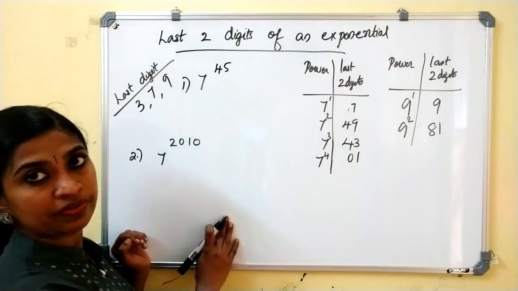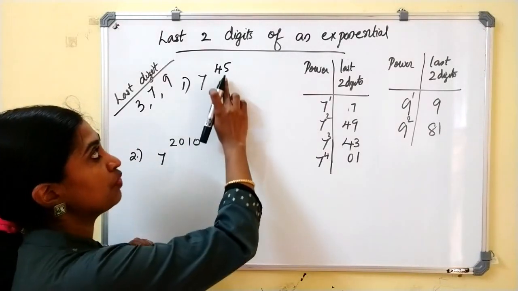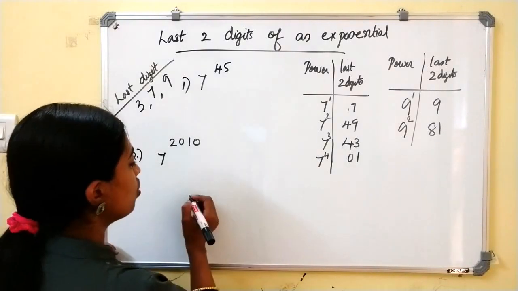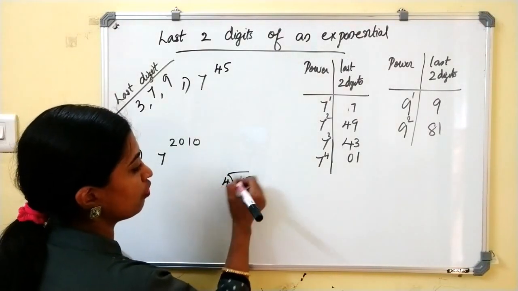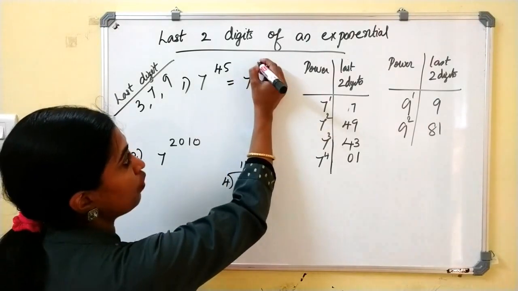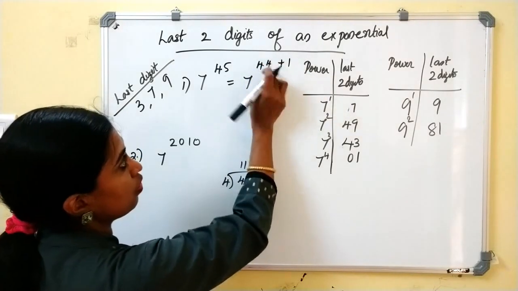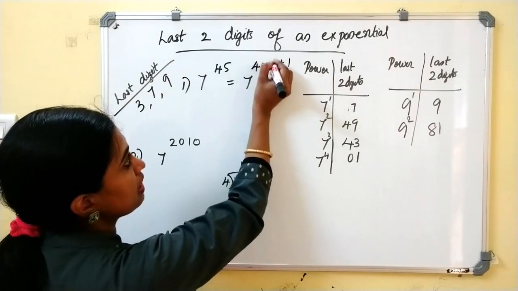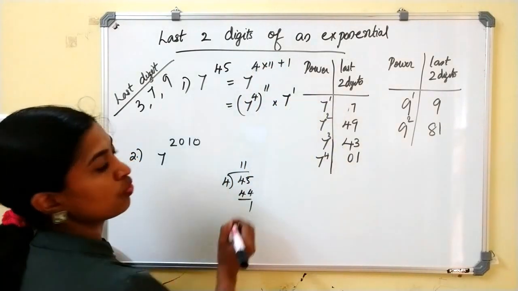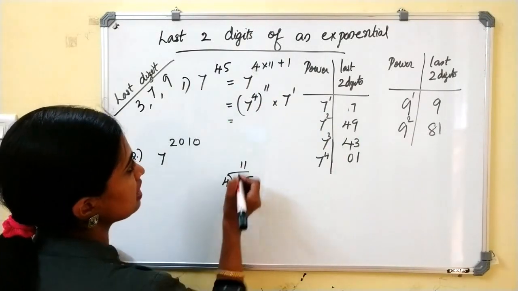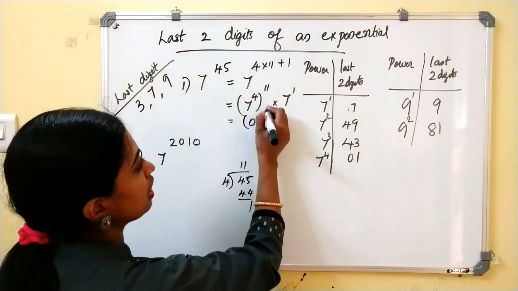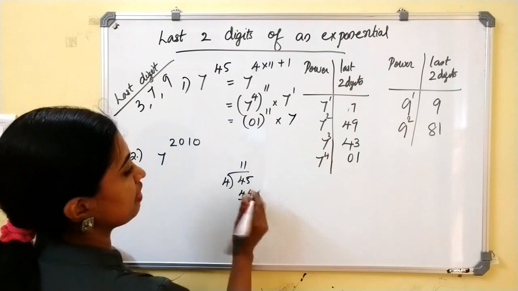So 7 raised to 45. The last two digits of 7 raised to 45. What we have to do? We have to express 45 in terms of 4. 45 by 4, what is 45 by 4? 4 11s are 44, remainder 1. So 7 raised to 45 can be expressed as 7 raised to 44 plus 1, or 7 raised to 4 into 11 plus 1. That is 7 raised to 4, the whole raised to 11, into 7 raised to 1. 7 raised to 4 has last two digits 01. So 01 raised to 11 into 7 raised to 1, which is 7.